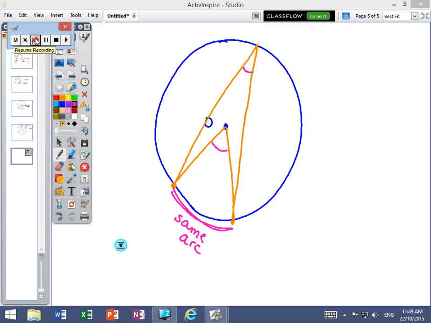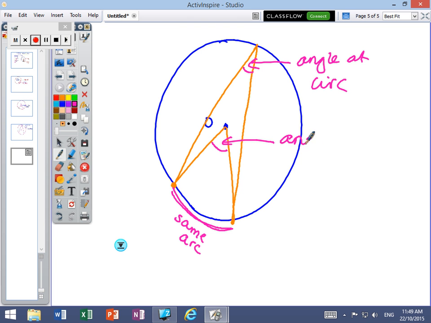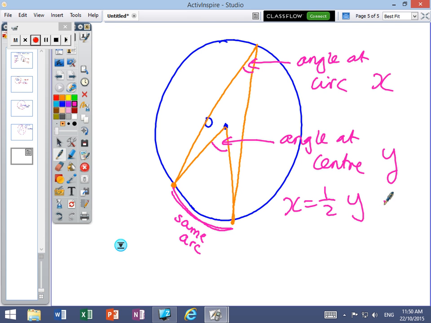Okay, so there's a relationship, and we'll get Monica. Monica, what do you think the relationship might be between the angle at the circumference and the angle at the center? If I call this one X and this one Y, what do you think the relationship is? Yep. X equals half of Y, or Y equals twice X. And copy.